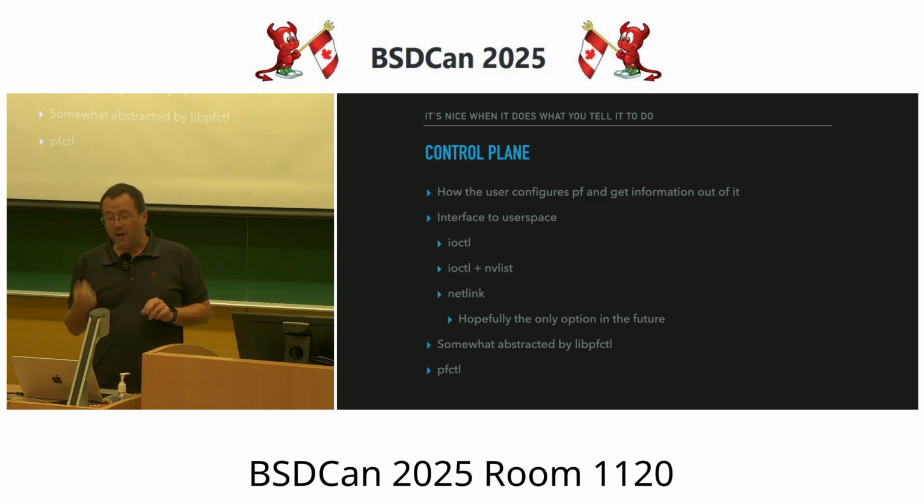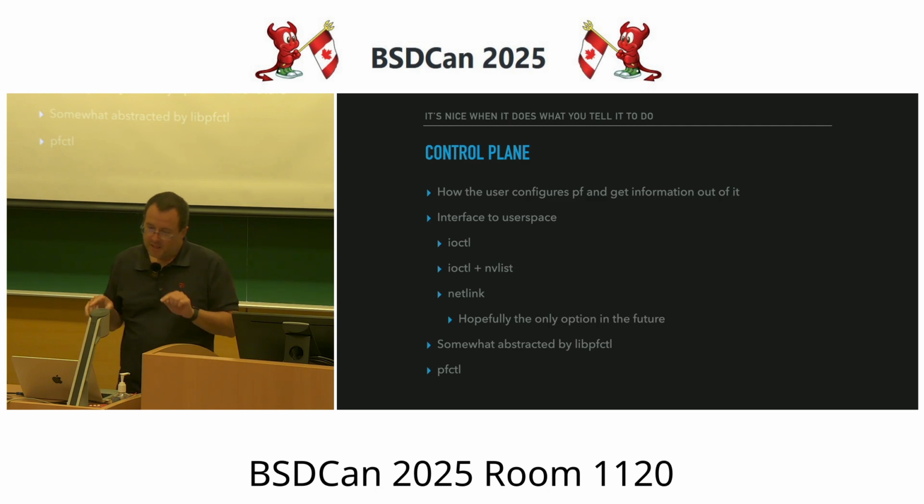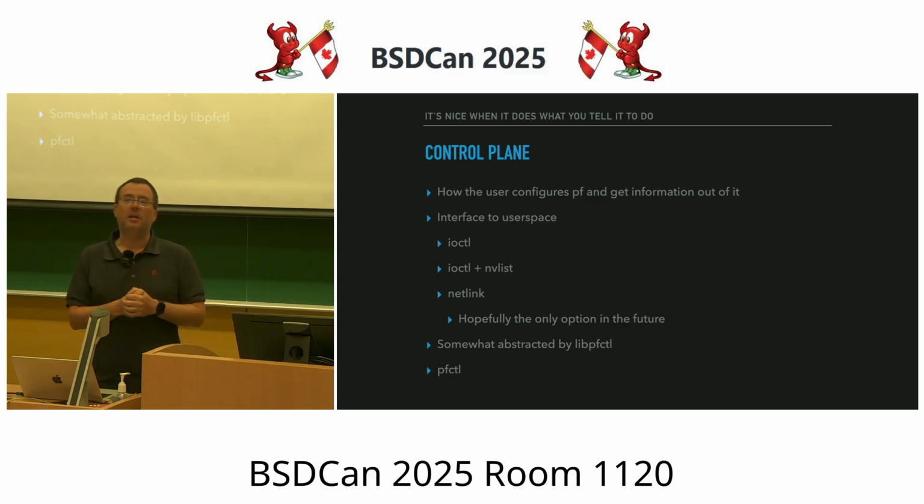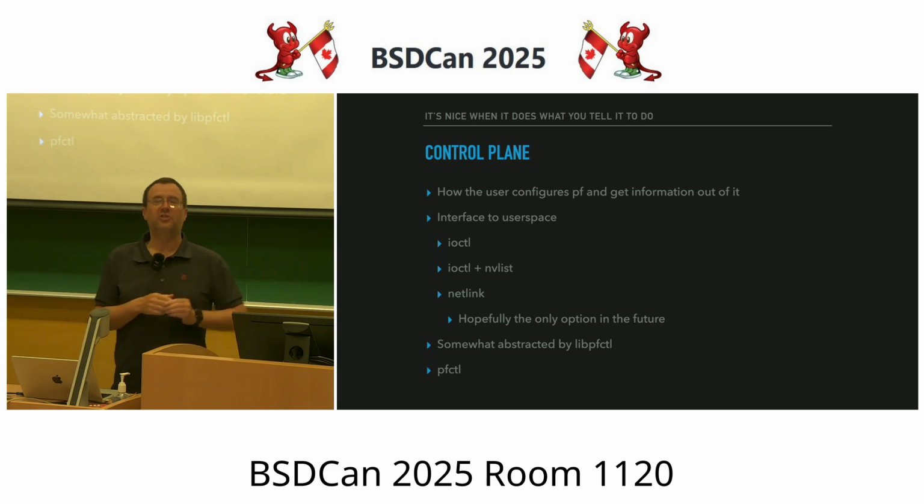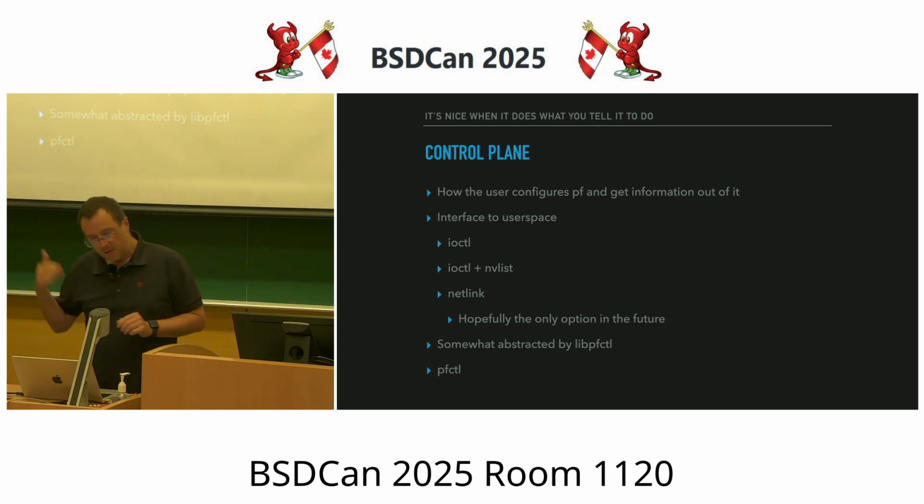And this is fine for small commands, you know, add a rule, show me the list of rules, give me the status of PF, that's all fine. If you have bigger requests, like say, I want to export my PF state table that has 1 million entries, it is not fine, and it consumes all of the memory on your system, and it also takes forever.